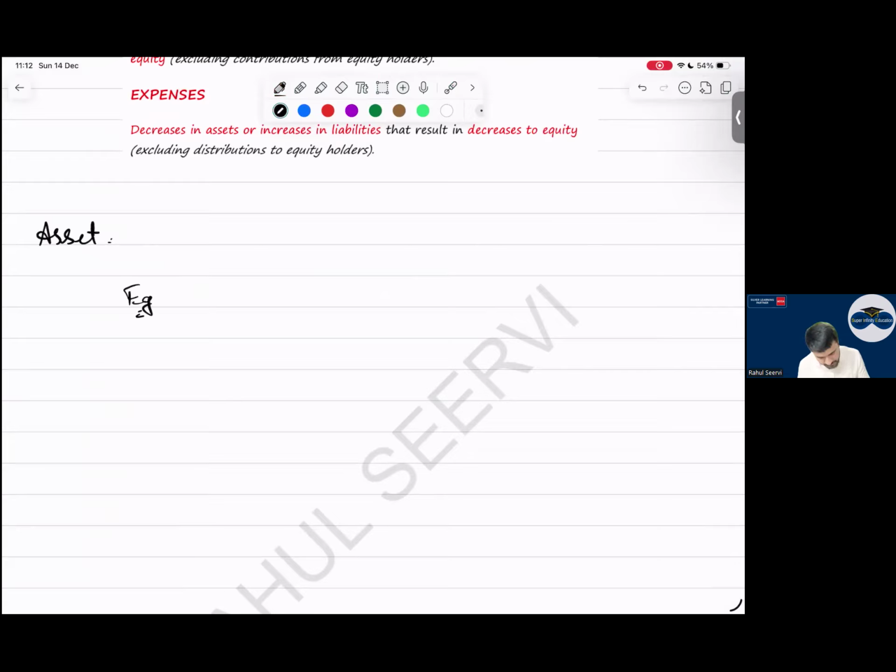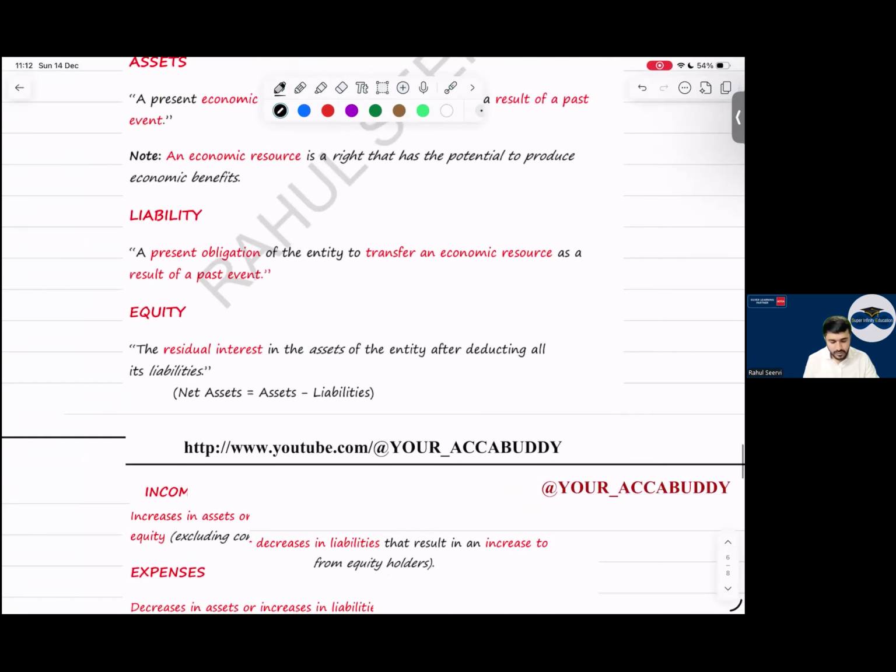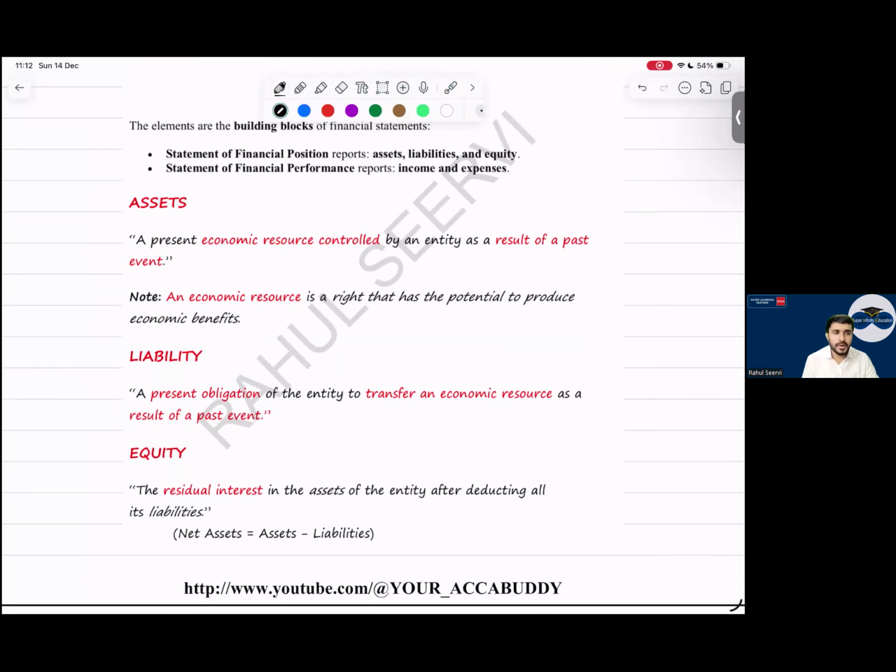Today I say I have this property. This property is an asset for me. Why is this property an asset for me? Sir, an asset is a present economic resource controlled by an entity as a result of past event. So what does economic resource mean? Economic resource is a right that has the potential to produce economic benefit. It has what? Potential to produce economic benefit.